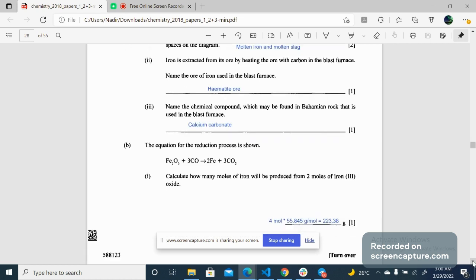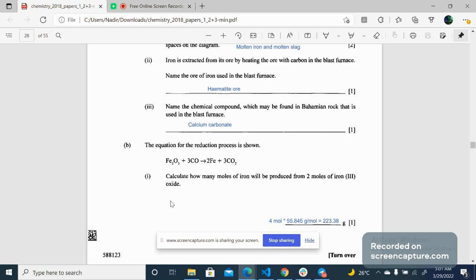All right, and now we are moving towards subsection B. We have been presented with one equation. This is the reduction of iron oxide through carbon monoxide to make the product iron, also carbon dioxide. And the question is a numerical question, asking us for the number of moles of iron that are produced this way.